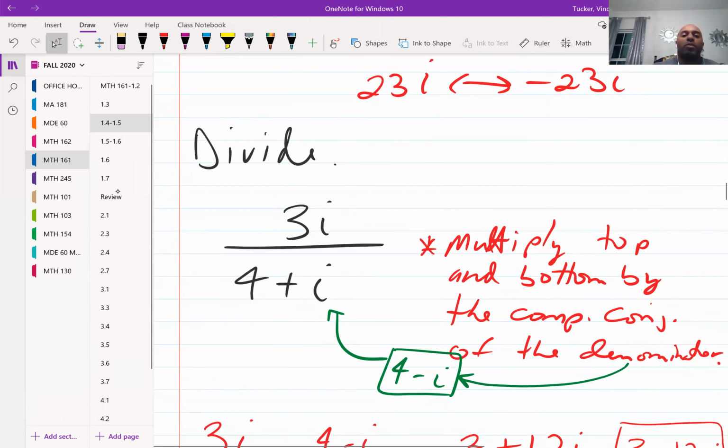All right. So now when we're looking to divide complex numbers, if we have 3i over 4 plus i, the way we're going to do that is by multiplying the top and bottom by the complex conjugate of the denominator. So here we have 3i over 4 plus i. The complex conjugate of 4 plus i is 4 minus i. And so we're going to multiply the top and bottom by 4 minus i.